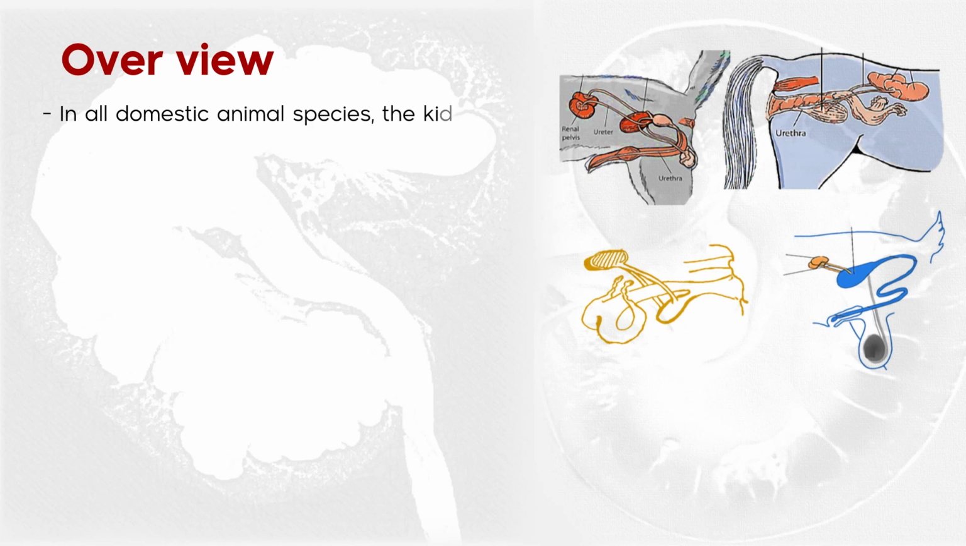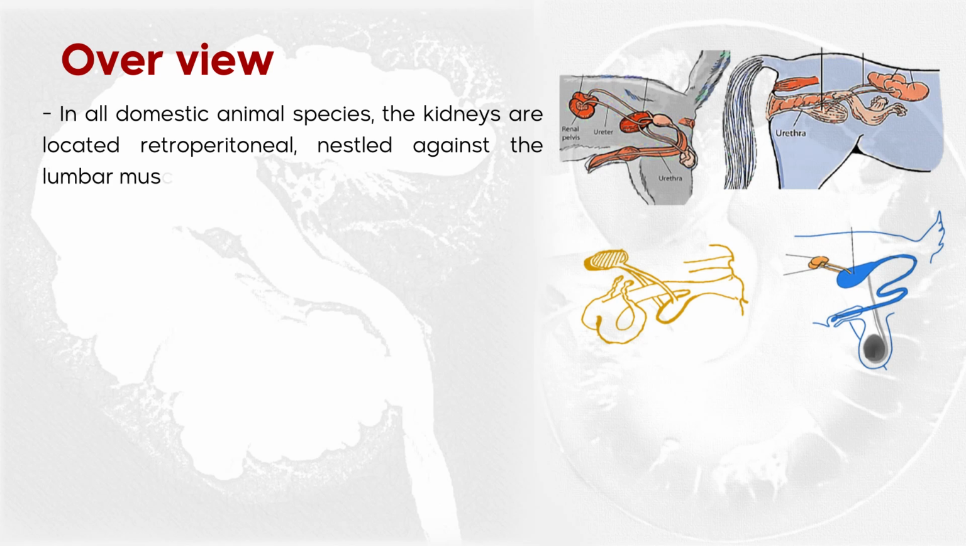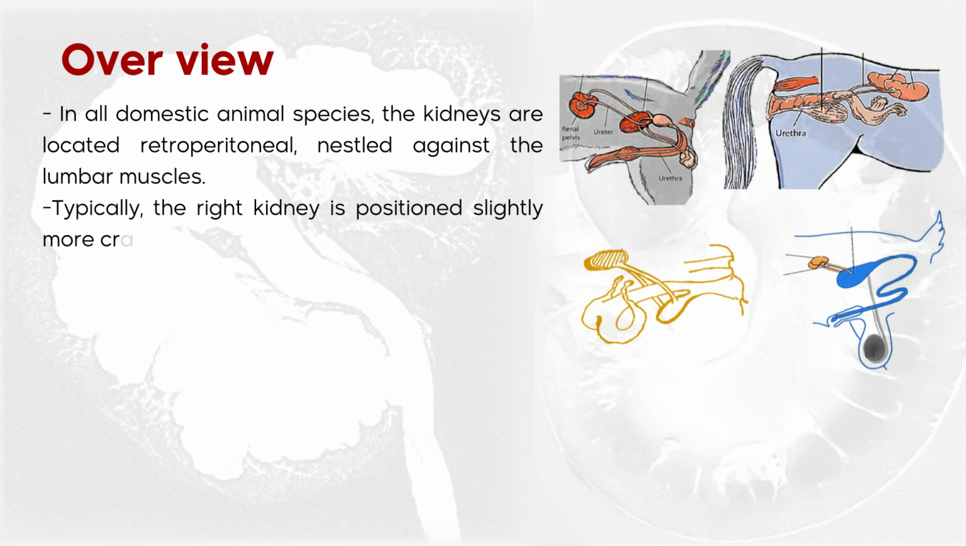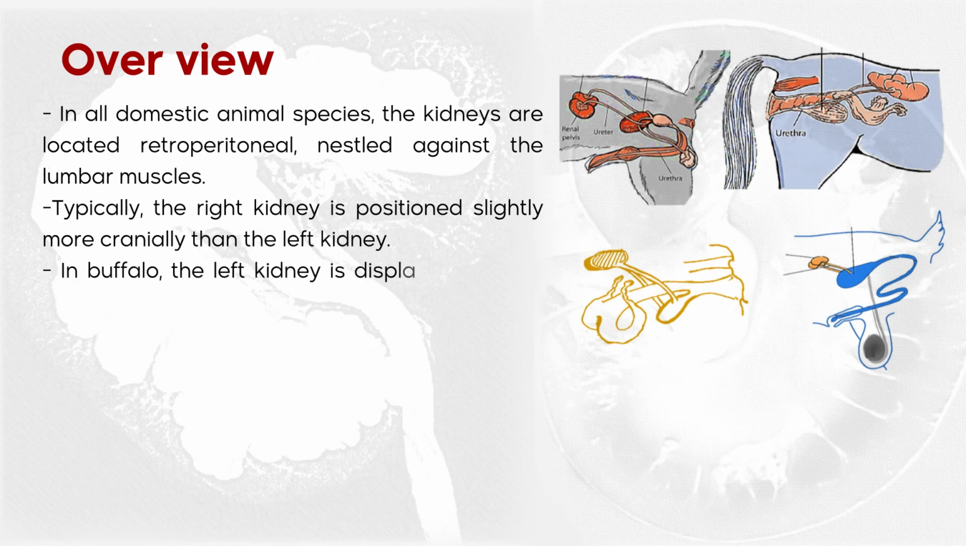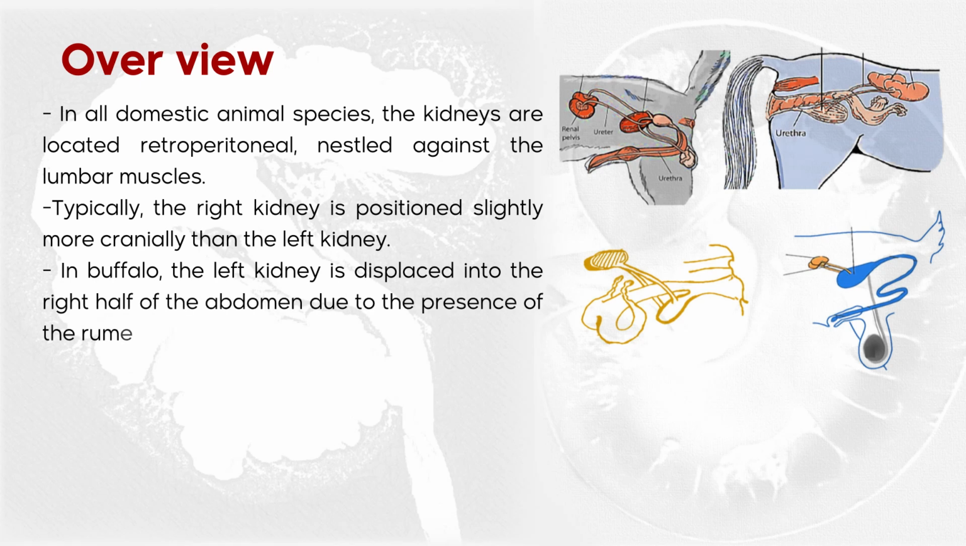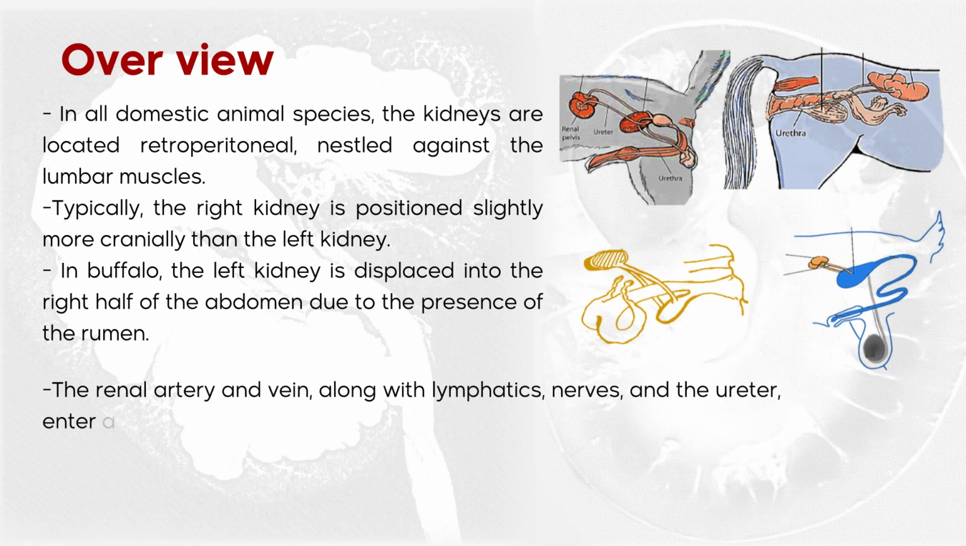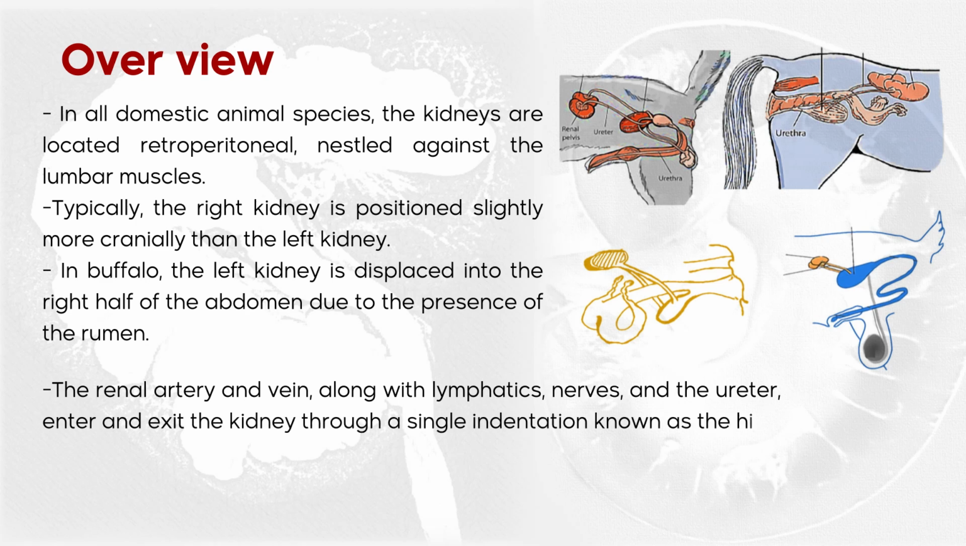Overview. In all domestic animal species, the kidneys are located retroperitoneally, nestled against the lumbar muscles. Typically, the right kidney is positioned slightly more cranially than the left kidney. In buffalo, the left kidney is displaced into the right half of the abdomen due to the presence of the rumen. The renal artery and vein, along with lymphatics, nerves, and the ureter, enter and exit the kidney through a single indentation known as the hilus.